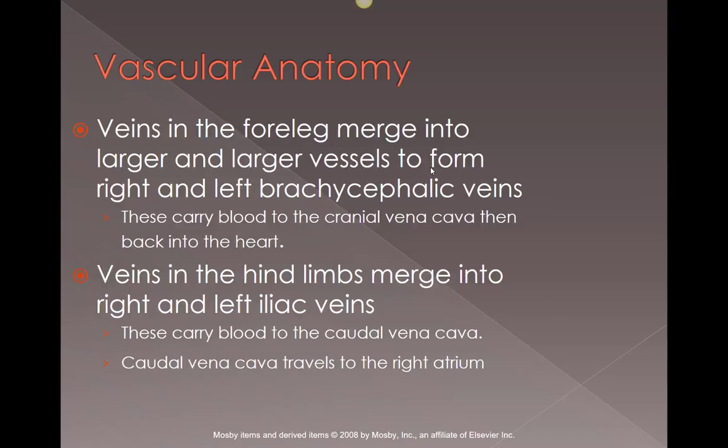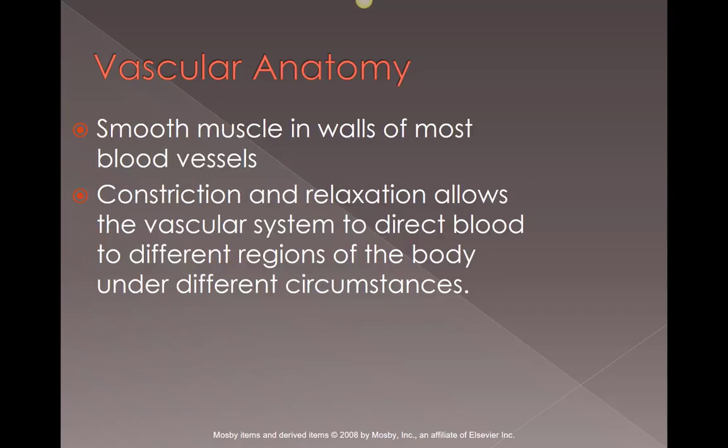So I kind of talked about the veins of the forelegs right here. They merge into larger and larger vessels until they get to the brachiocephalic veins, and then they come back in the cranial vena cava. And then the veins of the hind limbs merge, and the intestines, until they get to the iliac veins for the limbs, and then they come into the caudal vena cava. And then that blood flow from the intestine is also going to come into the caudal vena cava. It's definitely the largest and the one that carries the most blood of the two veins, and the caudal vena cava is going to be the largest in the body, and it travels back to the right atrium.